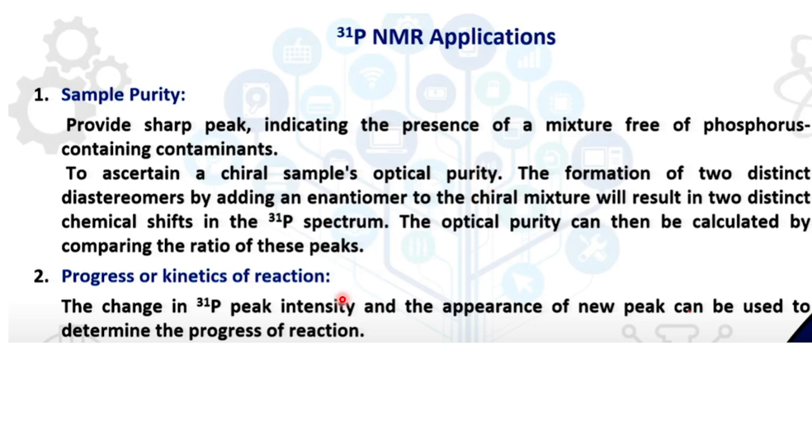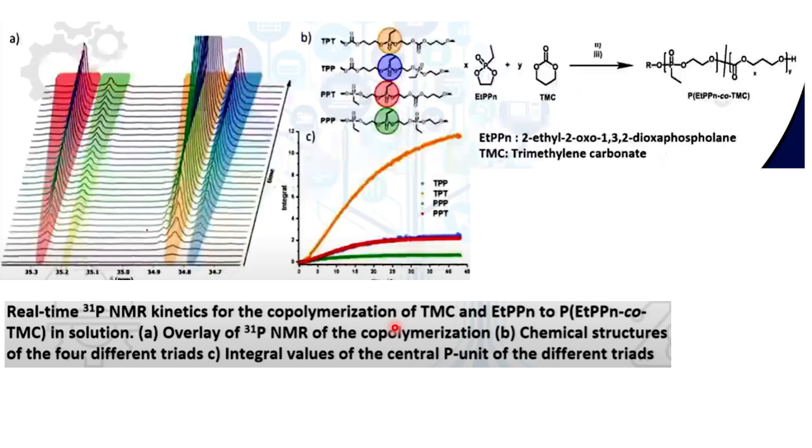And next, if someone tries to study the kinetics of a reaction, how the phosphorus intensity is changing, that can also be done through NMR. For example, if somebody is going for a block copolymer of two different monomers, EPP, that is 2-ethyl-2-oxo-1,3,2-dioxaphospholane, with TMC, that is trimethylene carbonate, then how the reaction is going on with time can be studied through NMR.